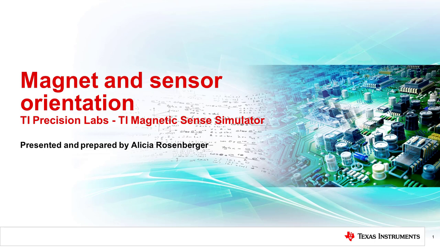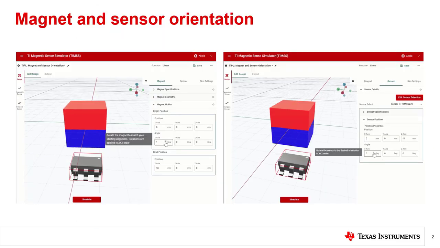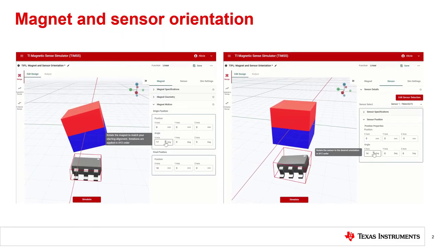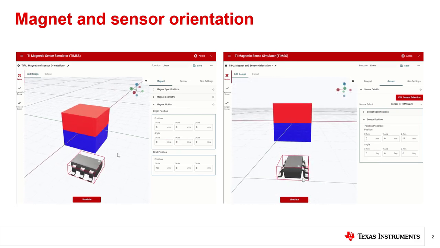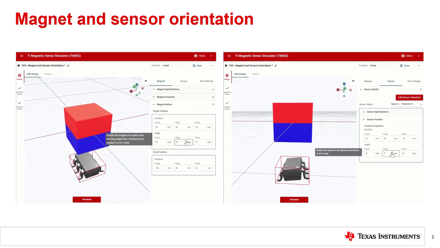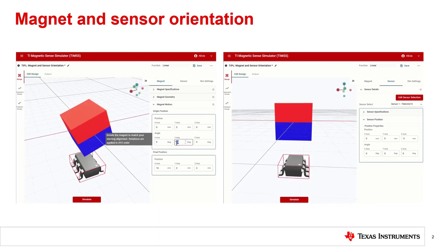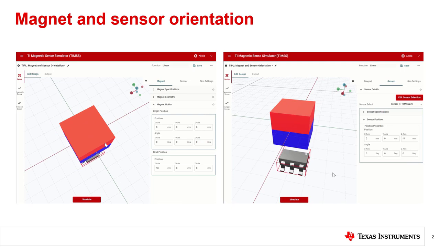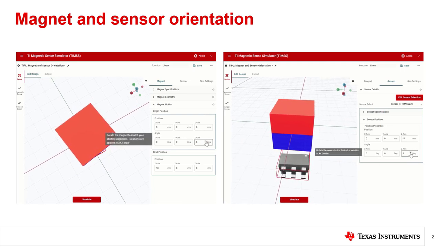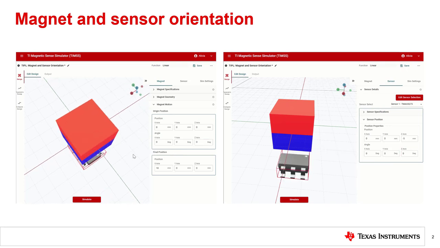In this video, I will be discussing how magnet and sensor orientation works in the TI Magnetic Sense Simulator, also known as TIMS. One of the features of TIMS is that it gives you the capability to reorient the magnet by performing rotations about the X, Y, and Z axis at the start position, as shown in the video on the left. Additionally, you can also reorient the sensor being used in the simulation by rotating it about the X, Y, and Z axis as shown in the video on the right.